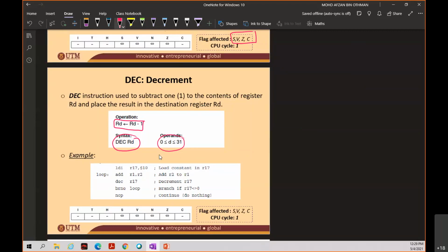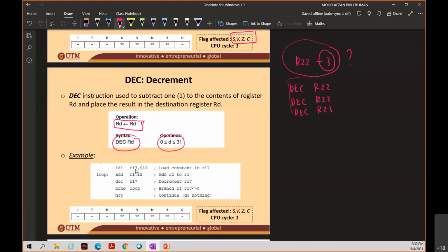Let's put an example here. Subtract R22 by 3. How to do that? You can use the DEC instruction, which is you subtract R22 the first time and then subtract again. If you're going to minus with 3, then you need to subtract by using the same instruction 3 times. So this is how you do it in order to subtract R22 minus 3. You call the DEC 3 times.